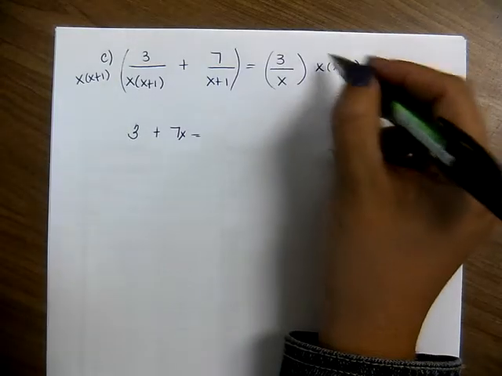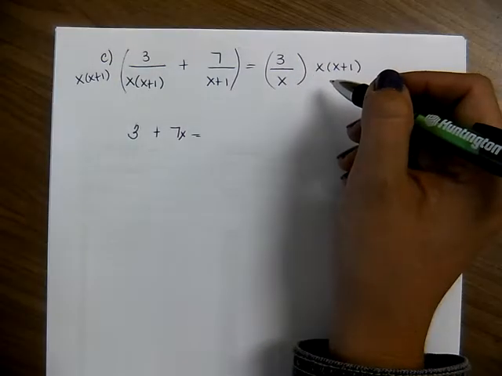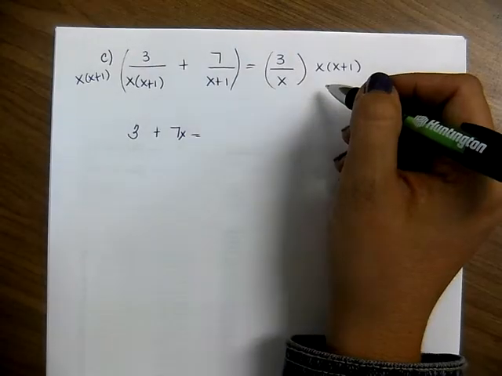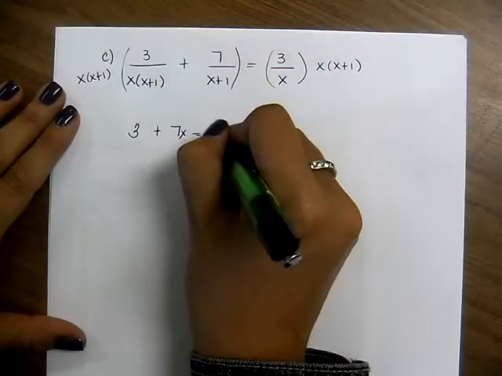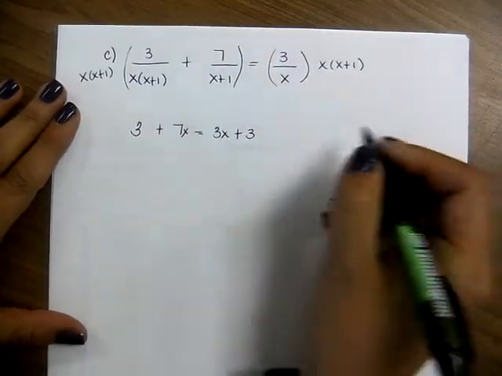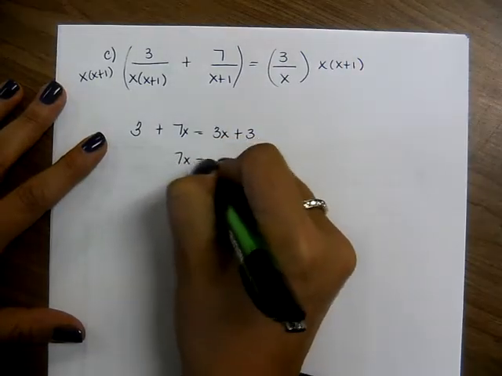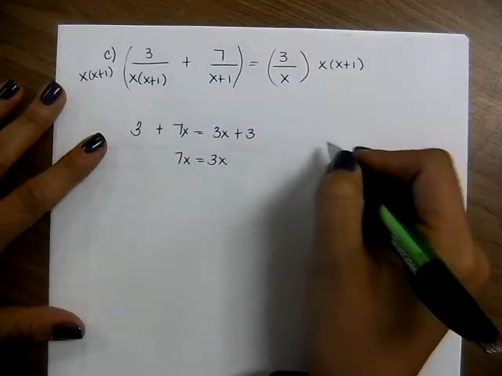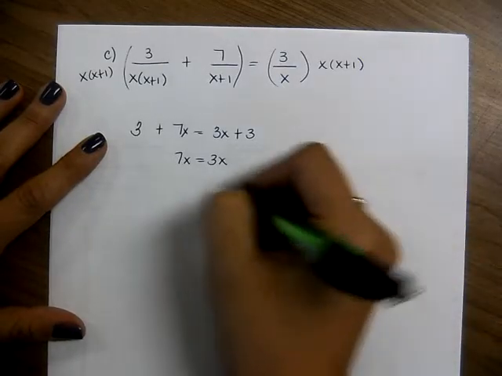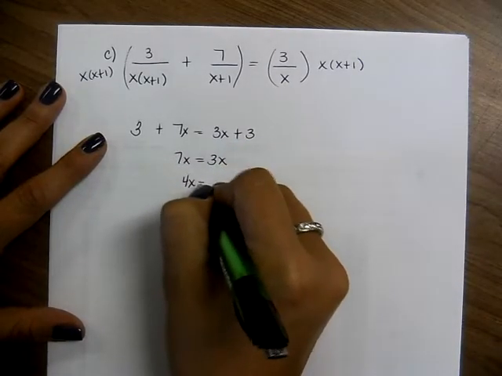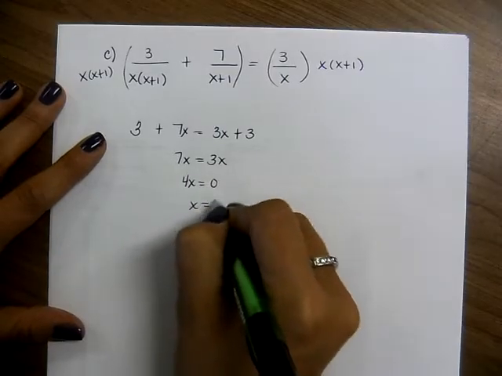So this is a common mistake. Students will write 3x plus 1. You have to remember to distribute to both of those terms. So we should get 3x plus 3 there. Let's see. When you subtract the 3, you end up getting 7x equals 3. Subtract this 3x over, you get 4x equals 0. Divide by 4, and you get x equals 0.